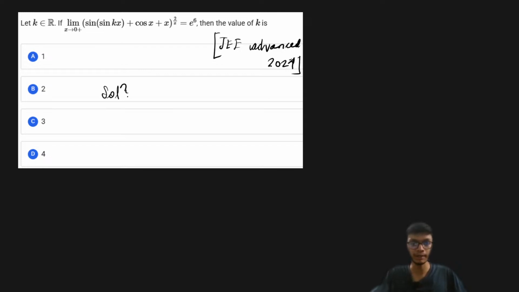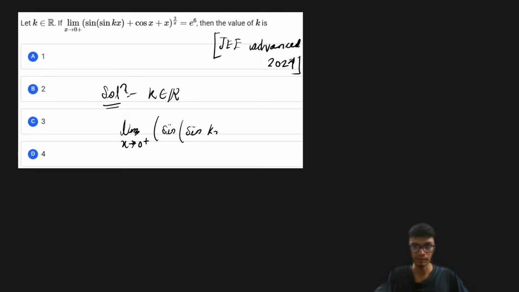So the question is saying that for k belonging to the real numbers, the limit as x tends to 0 positive, which means the right hand side of 0, or the right hand limit at x equal to 0, of the function (sin(sin kx) + cos x + x) to the power 2 by x, is equal to e to the power 6.